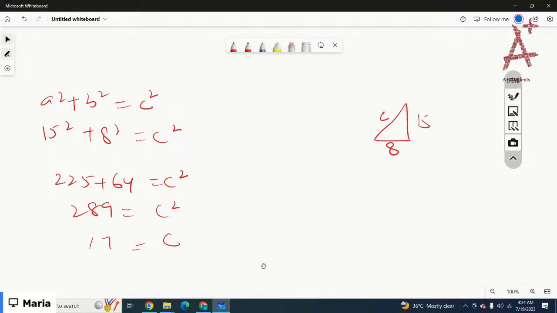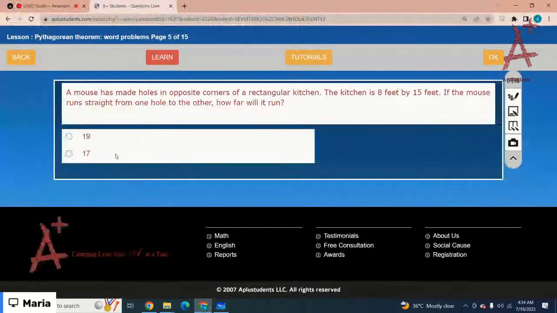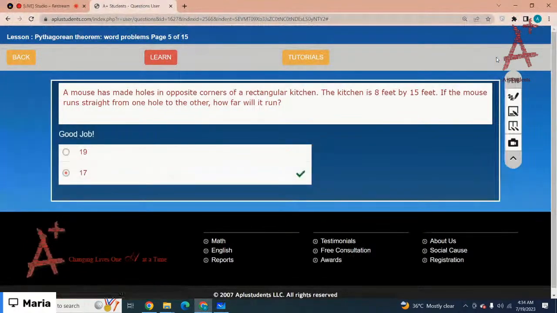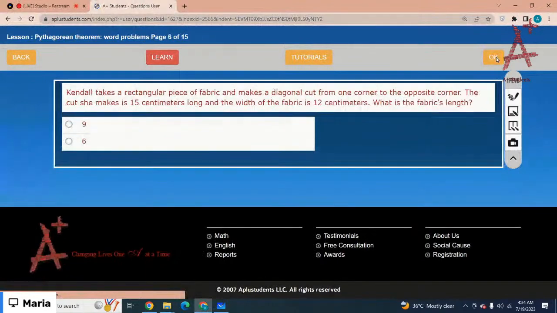That means c equals 17. So the correct option is 17. Okay, you can complete the test by yourself later today. Let me just move on to the next lesson.